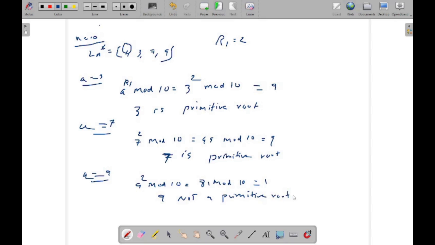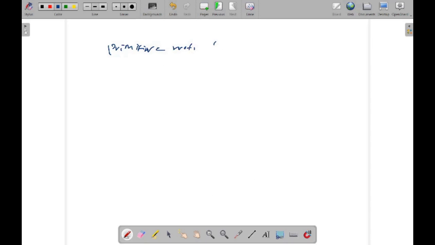If any of the Ri gives a raised to Ri mod n equal to 1 mod n, then that element a is not a primitive root. So we are getting the primitive roots are 3 and 7.